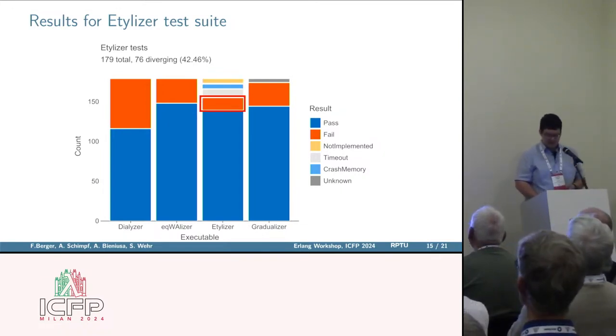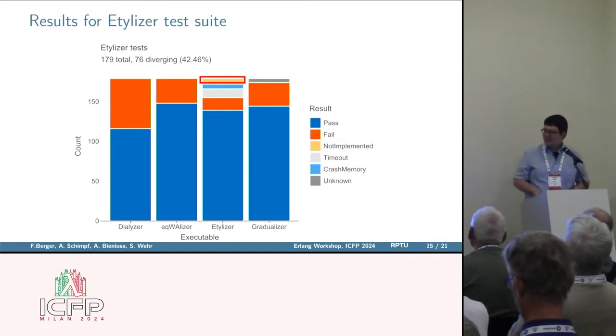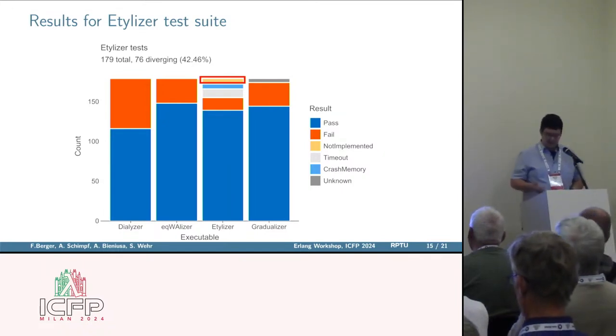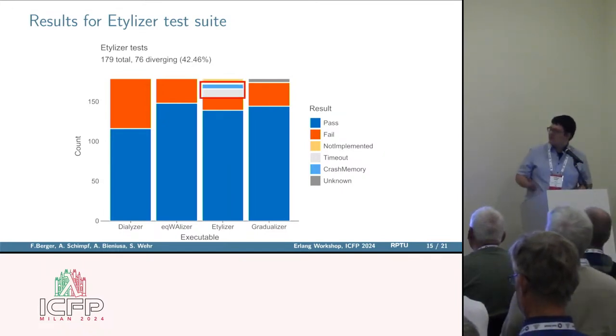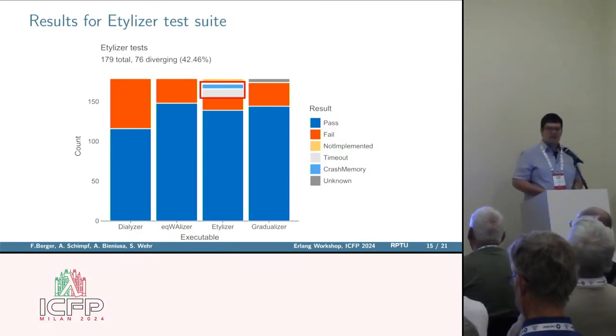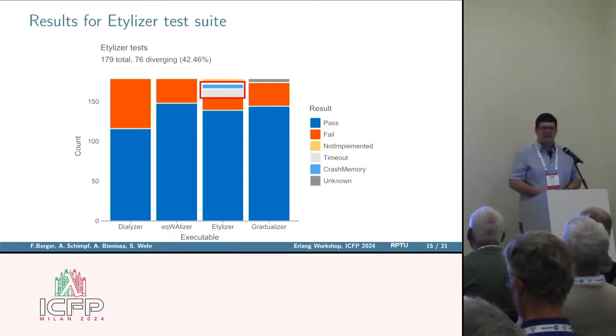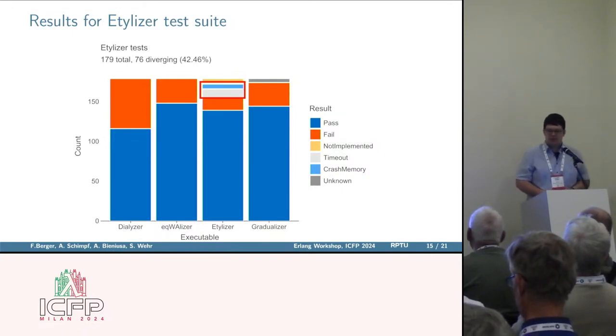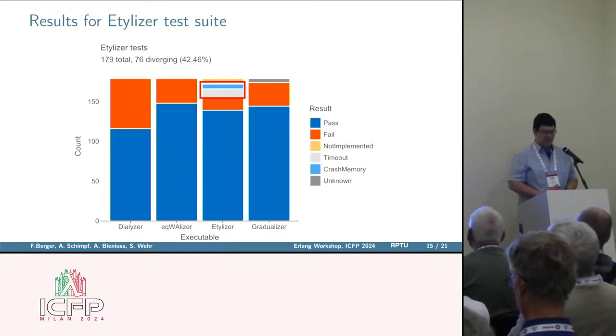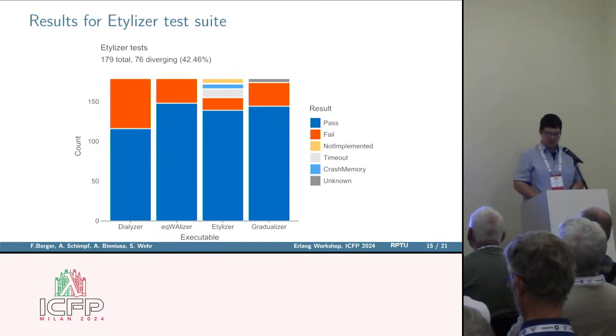Yeah, as you can see here, on its own test suite, it has very few not implemented test cases, as is probably expected. And we also notice those timeouts and memory exceptions. Those are basically cases where it gets stuck on something and exceeds memory limits we set in the comparison. Again, on this test suite, we have roughly 42.5% diverging results, which is in line with the previous results.